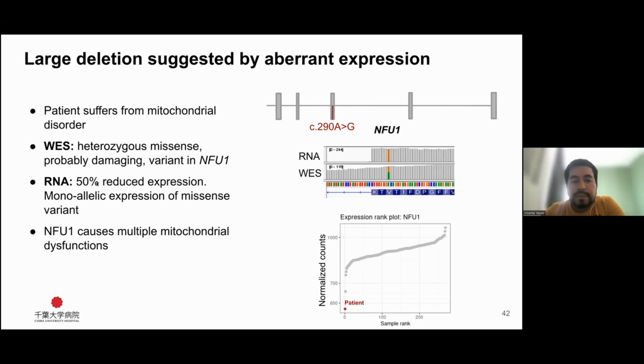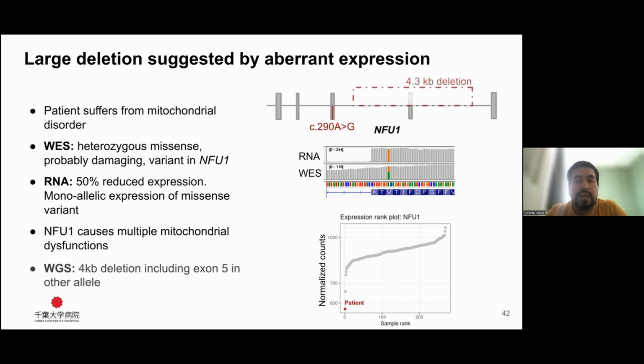Then what we find with RNA is a 50% reduced expression. And a missense variant usually doesn't cause reduced expression. Moreover, we found that the missense variant detected by whole exome sequencing was monoallelically expressed. That means that there's something going on in the second allele that is causing full loss of function. So we performed whole genome sequencing, and indeed we found quite a large deletion, more than 4,000 base pairs, encompassing a full exon. Now we have these compound heterozygous variants, and that solved the case.